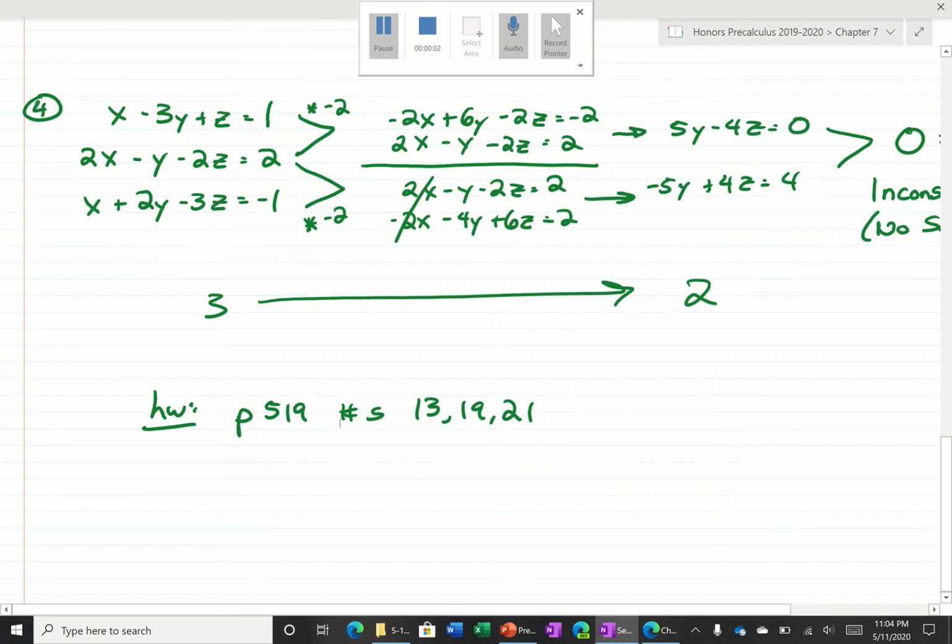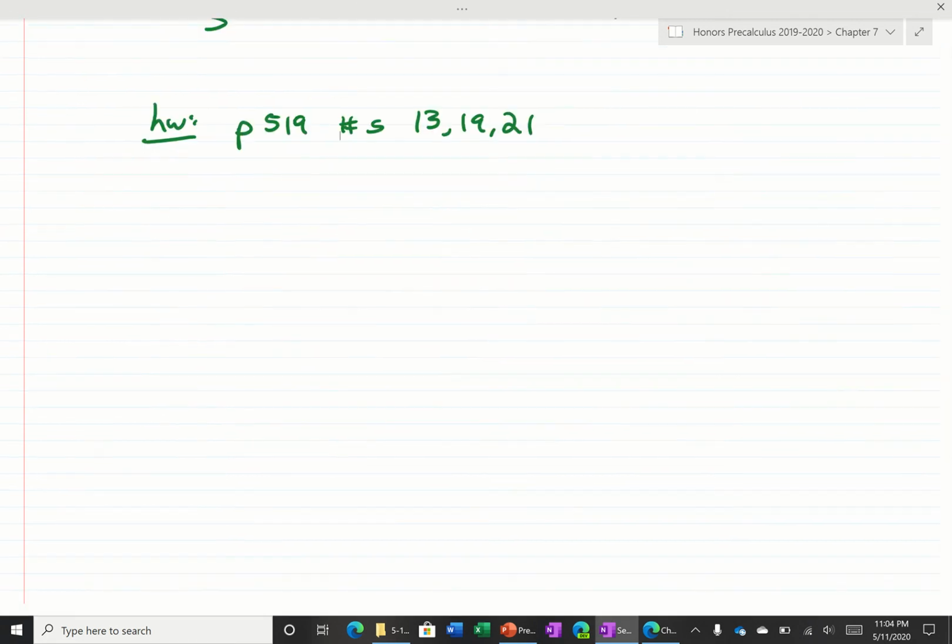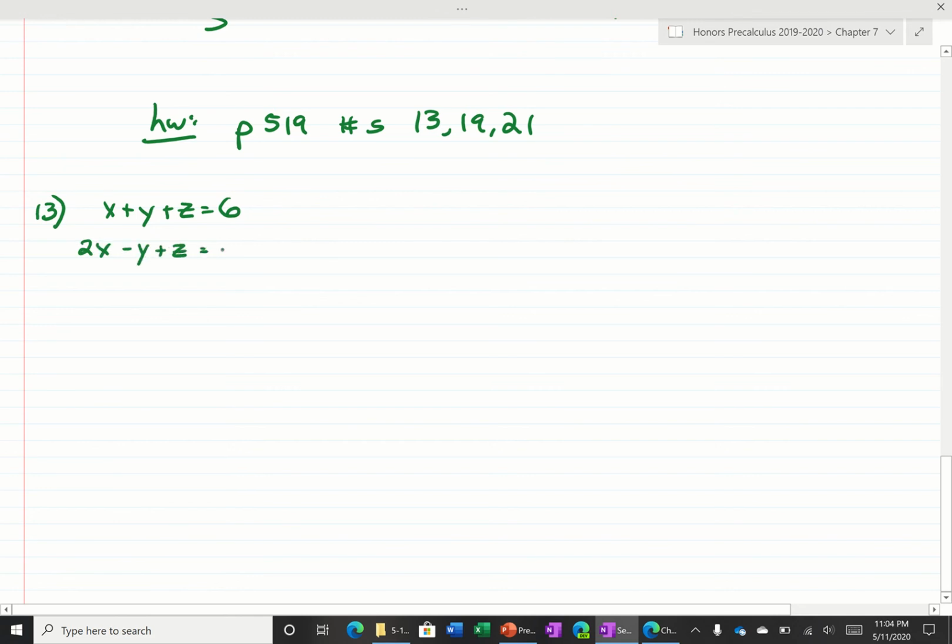Taking a look at your homework, 13, 19, and 21. Let's see here. For number 13, the problem was x plus y plus z is equal to 6, 2x minus y plus z is equal to negative 1, and 3x minus z is equal to negative 7.